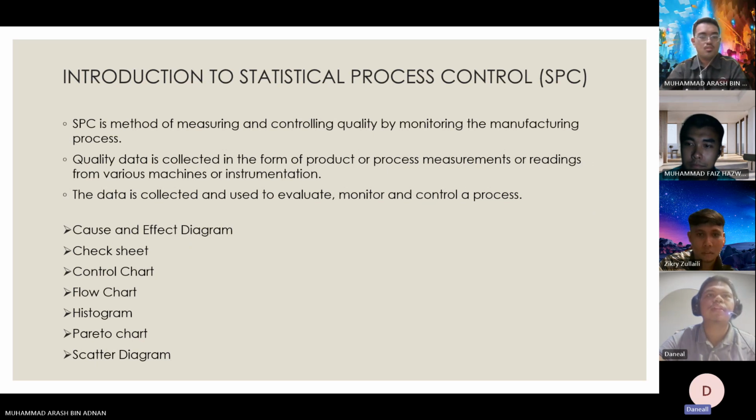Introduction to Statistical Process Control, SPC. SPC is a method of measuring and controlling quality by monitoring the manufacturing process. Quality data is collected in the form of product or process measurements or readings from various machines or instrumentation. The data is collected and used to evaluate, monitor and control a process. Example, cause and effect diagram, check sheet, control chart, flow chart, histogram, Pareto chart, scatter diagram.